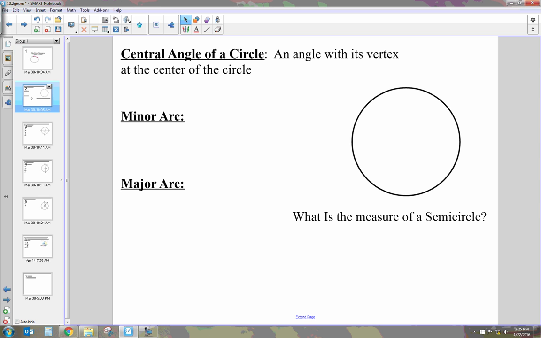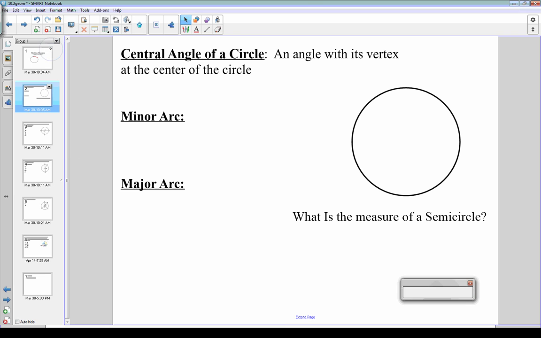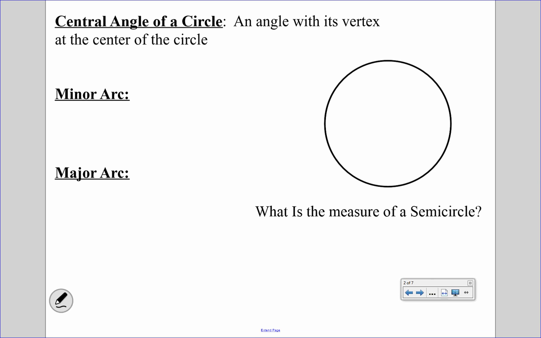So I have a few things to talk about. First off, we have a circle here on the right, and we're going to draw the center. Now, if I were to draw an angle with the vertex at the center, that is called a central angle, because the vertex is at the center of the circle.